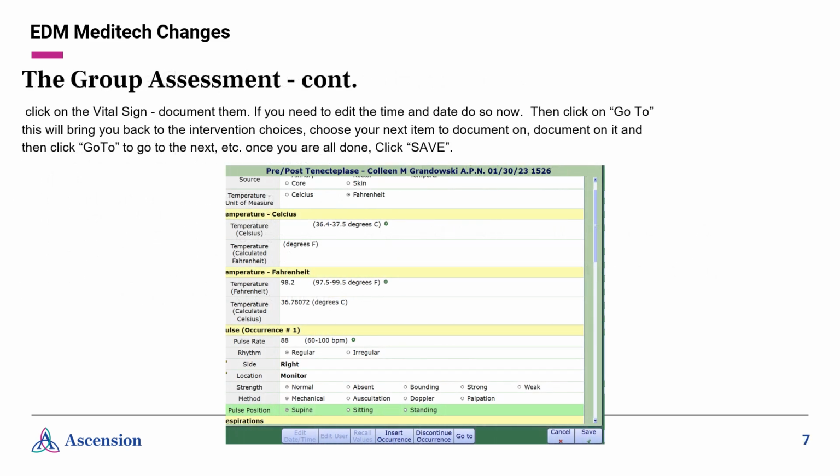Once you have gotten that far, you will click on one of the interventions. In this case, I chose vital sign. You click on vital signs. If you need to edit the date and time, you can do so now. However, you shouldn't have to, as the frequency is all set up for you. Once you're done entering the vital signs, you will click Go To, and then when you've finished all of them, you will click Save. If needed at any point, you can add an occurrence.